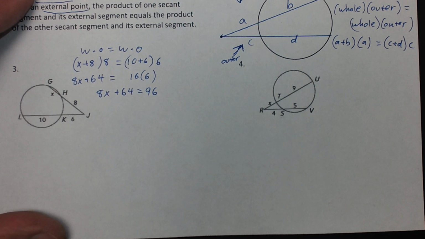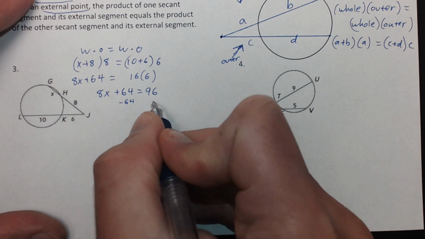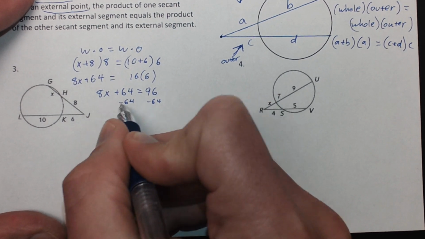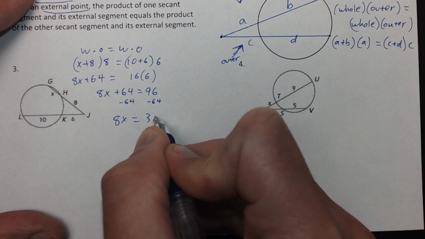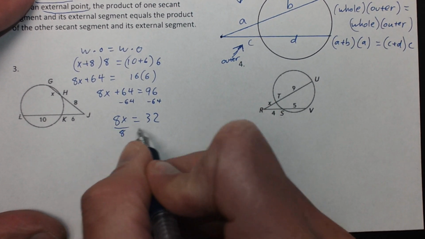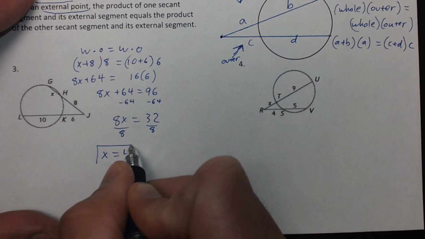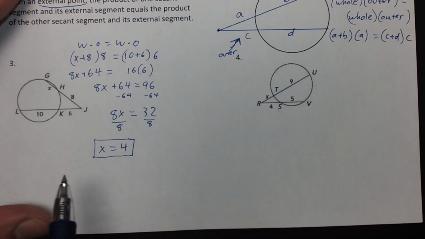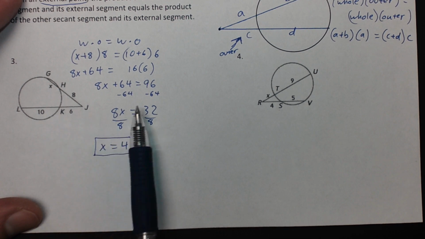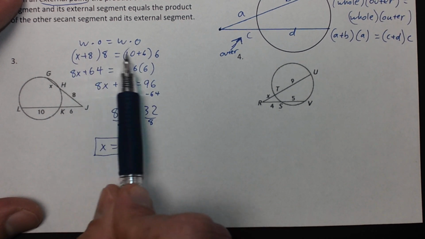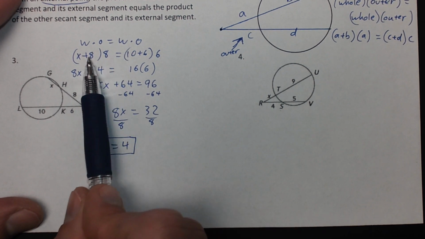So now it's just a two-step equation. I'm going to move the 64 over, and what I do to the left I got to do to the right. That's gone on the left. You have 8x is equal to 32. Divide both sides by 8, of course, and you get x is equal to 4. So that one wasn't too bad. Whenever x occurs inside the circle, you're only going to see it once. Notice I only had the x appearing one time. If it was on the outer segment, then you would actually see it in two different spots.